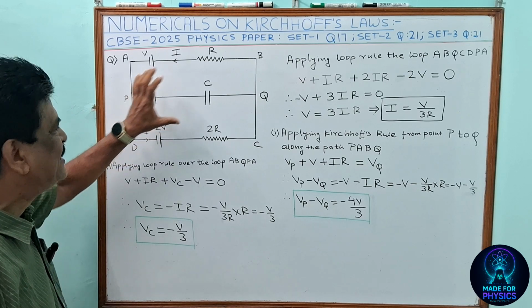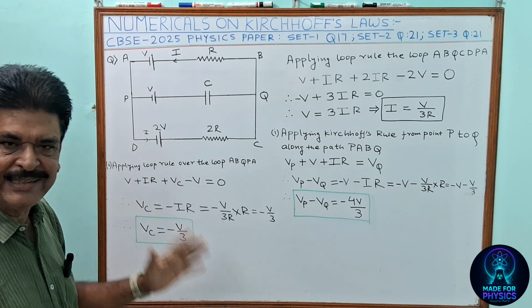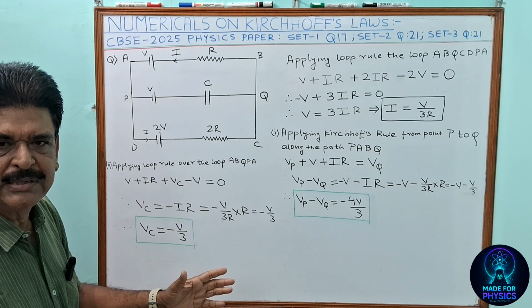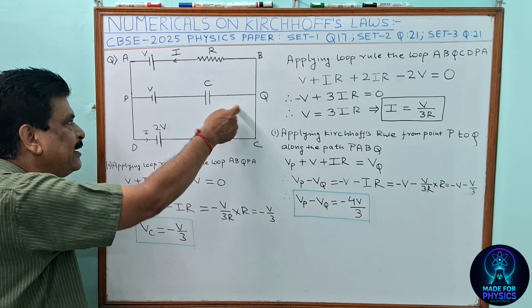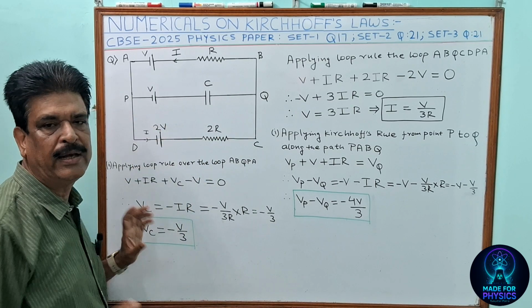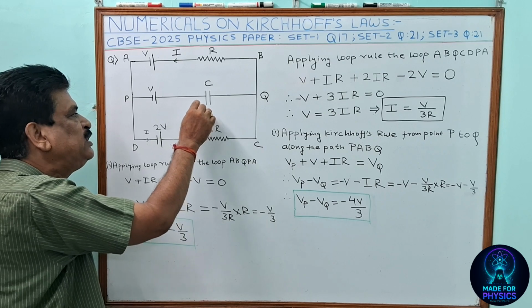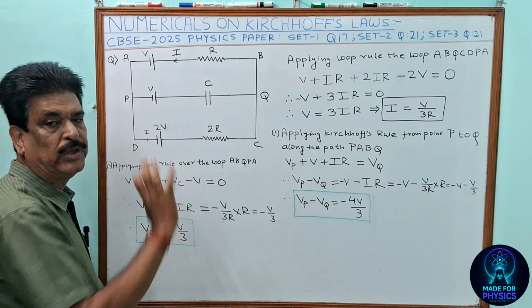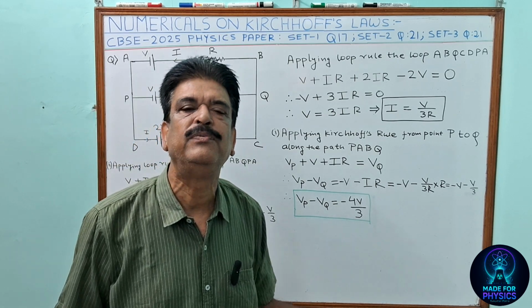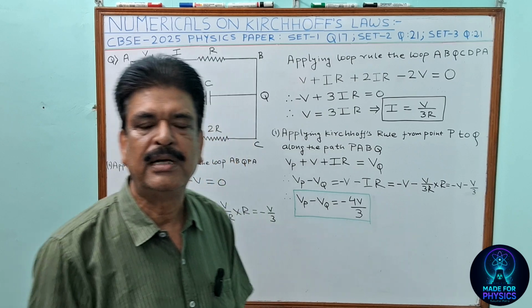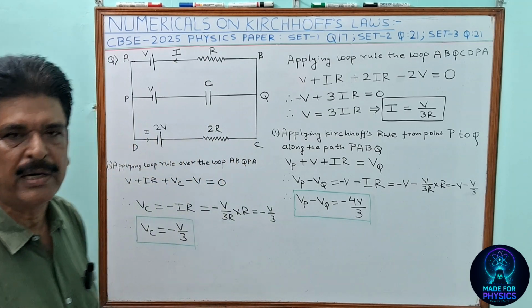So when the steady state is reached, the capacitor is charged, and when this capacitor is fully charged, it blocks the current. So no current is flowing along this path. Just because these two plates are charged, there will be a potential difference across the capacitor, and we have to find that potential difference across the capacitor in the next part of this question.